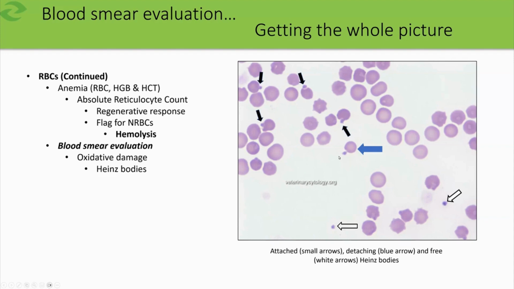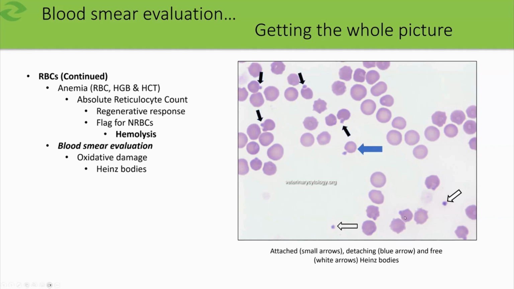Heinz bodies are actually denatured hemoglobin that has precipitated to the cell membrane, and if they are large, they can rupture from the cell membrane. You can see them in the background. If there are lots of Heinz bodies, the automated analyzer may actually pick those up as platelets because they're about the size of a platelet, at least in dogs and cats.